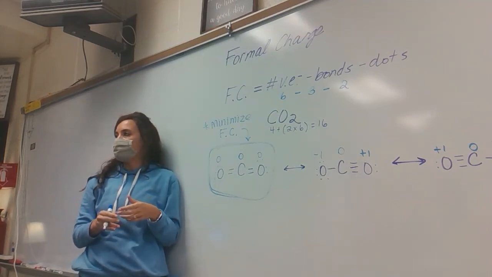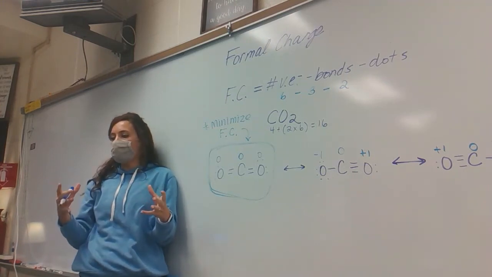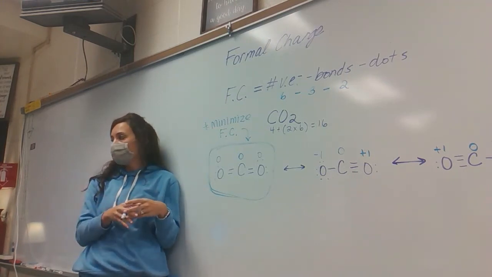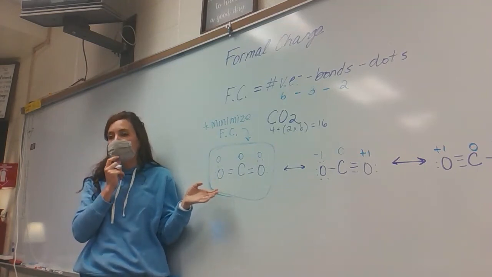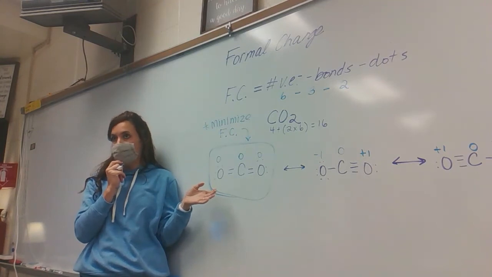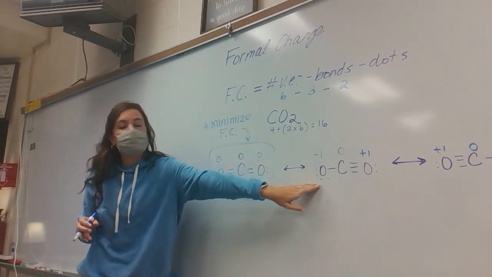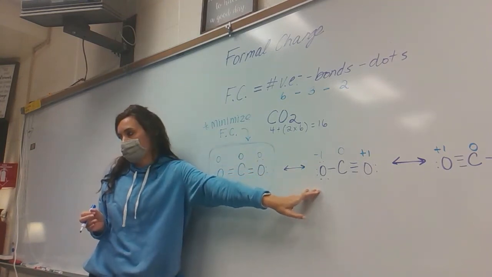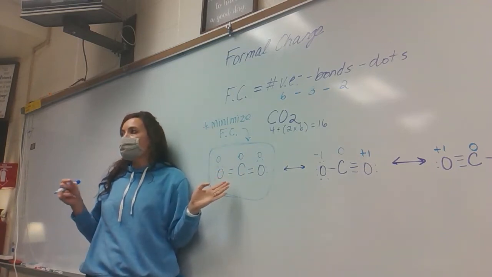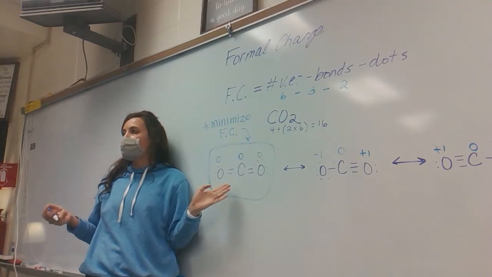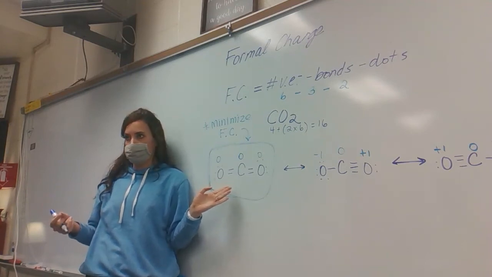On the test, you're only going to draw one single structure. Usually that structure has resonance, but you choose the best one to draw based on formal charge. If you had drawn this one on the test, you would be wrong because this one is the best. So you always need to be checking formal charges to make sure that there isn't a best case scenario.